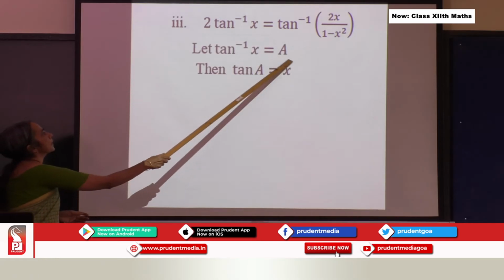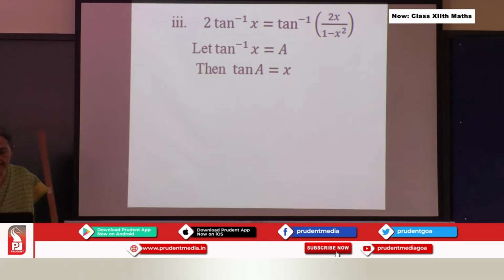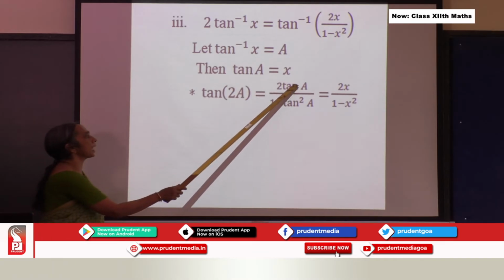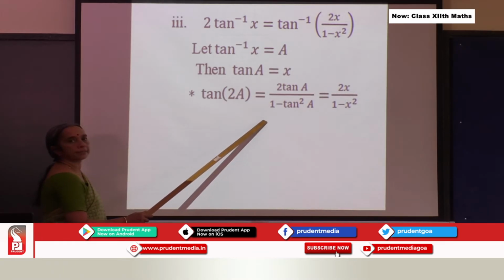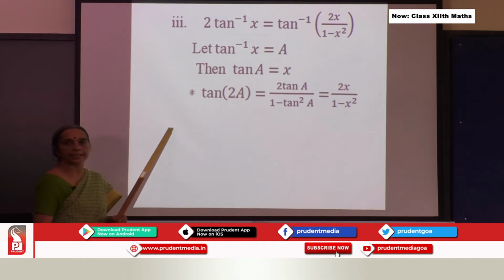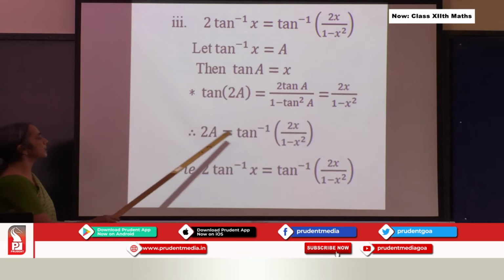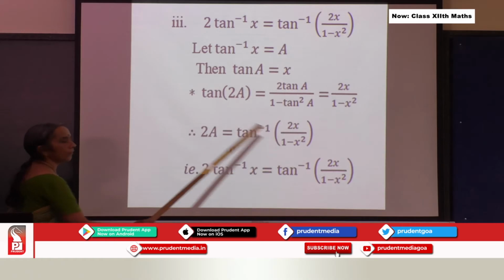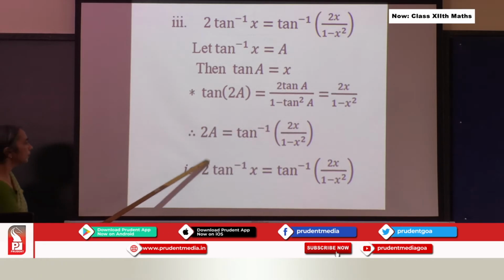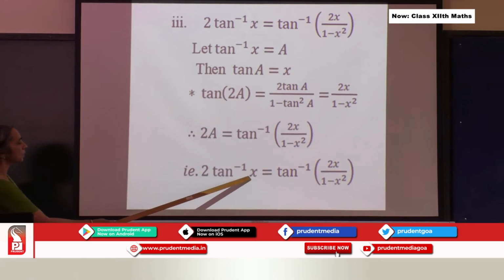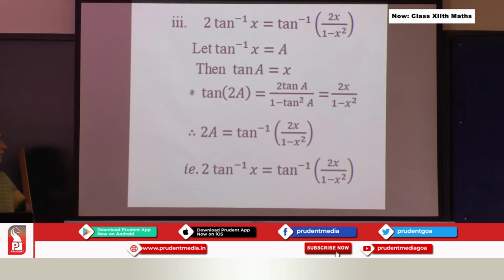Let me take tan inverse of x is equal to A, then tan A is x. Then tan 2A, this is the main point, tan 2A is 2 tan A upon 1 minus tan square A, which can be written as 2x upon 1 minus x square. X is tan A, substituted for tan A. From that we are getting 2A is tan inverse of 2x upon 1 minus x square. So A is tan inverse of x. So you are getting 2 tan inverse of x is tan inverse of 2x upon 1 minus x square.